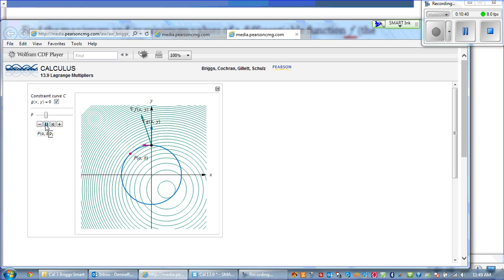We're looking at the green and the blue arrows. They're the two gradients. Right there, that's where the maximum value occurred. And right there is where the minimum value occurred. Those are the only 2 points on that constraint where those two gradients are parallel to each other.